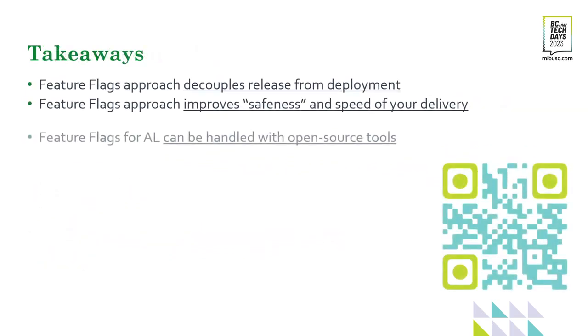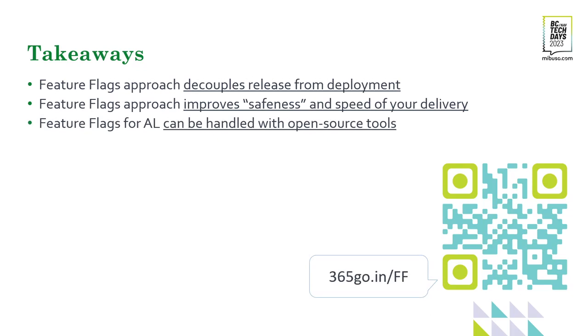Key takeaways for this session: the feature flag approach decouples release from deployment. Hopefully, as a community, we start separating these two words and using them in the right places. It improves the safety of your delivery if you start using continuous integration and continuous delivery use cases with feature flags. And it can be handled with some open source tools. We are inviting you to contribute. Hopefully our code is not messy. We're not Microsoft, but still following some best practices.